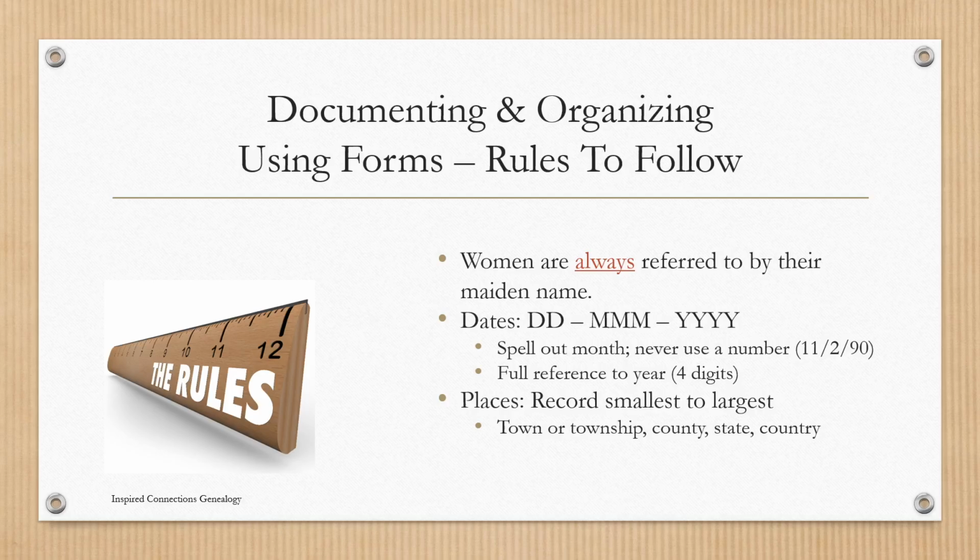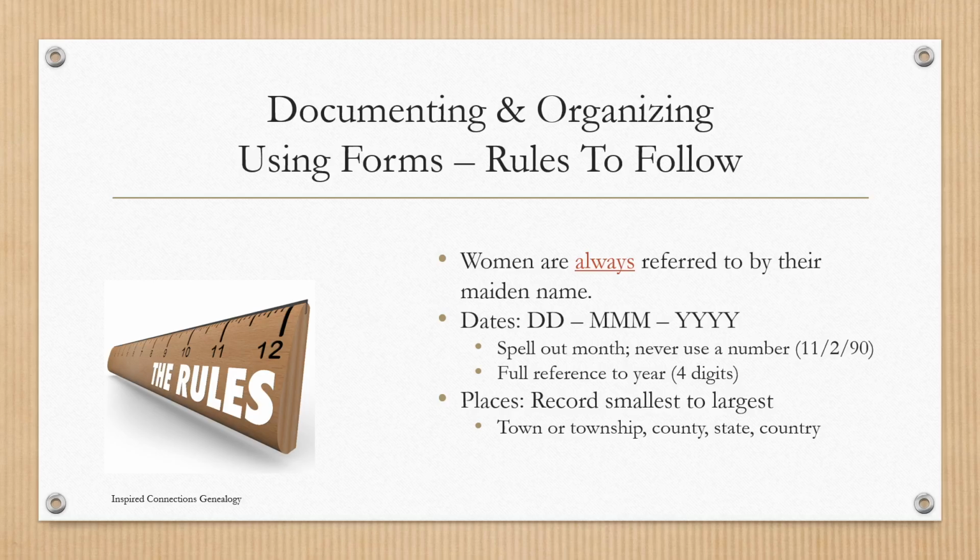All right, some basic rules in completing these sheets. You definitely always want to refer to women by their maiden names. It avoids some confusion here. If you don't know the maiden name, leave it blank. You might find it later. And I have a lot of blanks by many of the women in my family tree because I just have not discovered that maiden name yet.